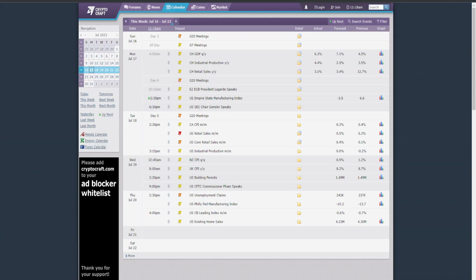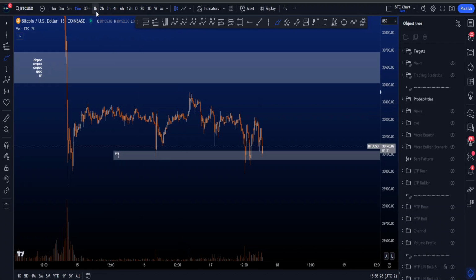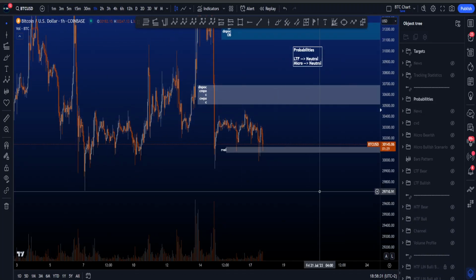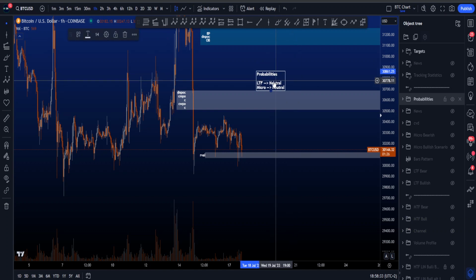We do have news today. We have news on a Tuesday at 2:30 p.m., so make sure you trade safe around those hours. And if we look at the probabilities, well, it can be at least a little bit boring maybe. Low time frame neutral, micro neutral.